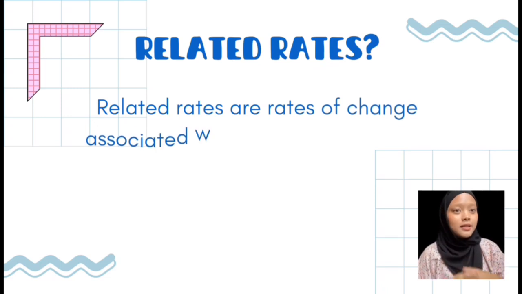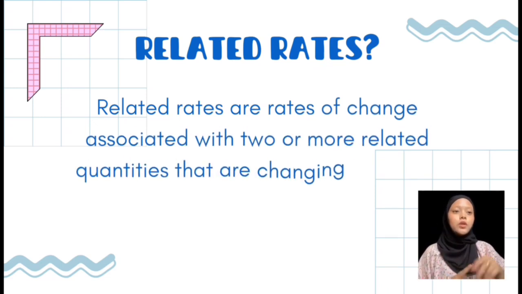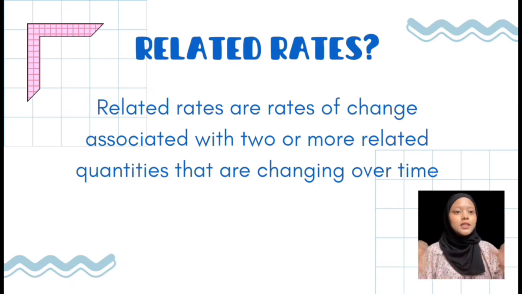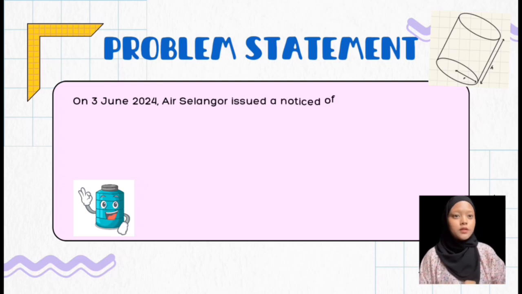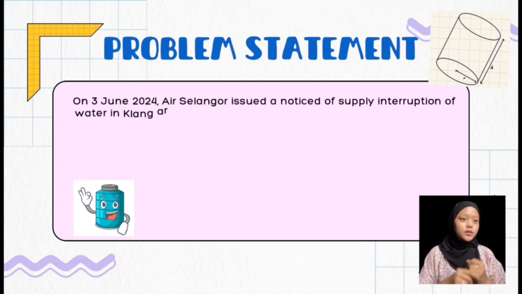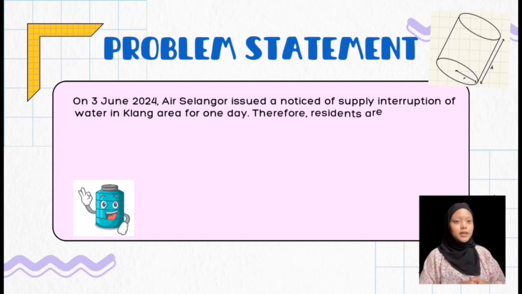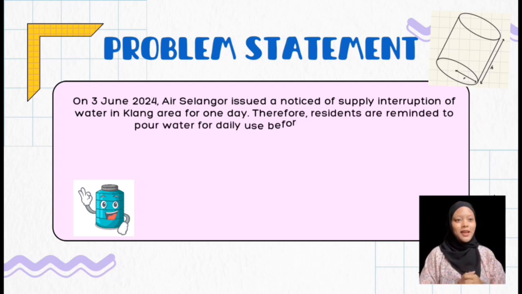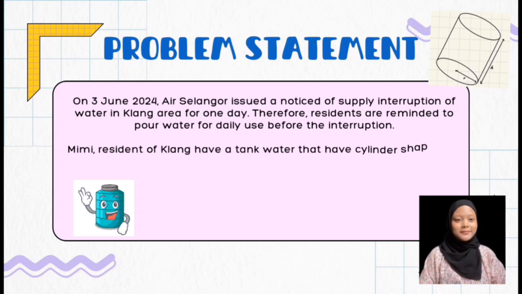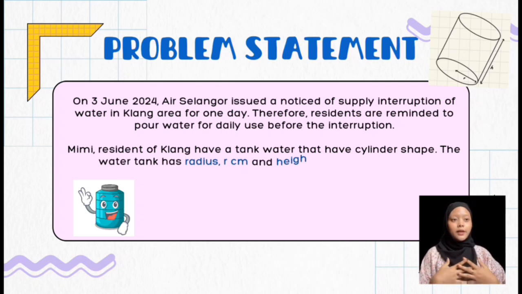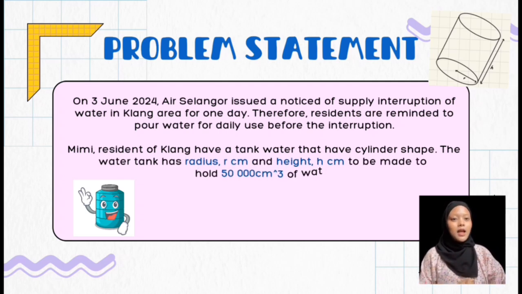Related rates. Related rates are rates of change associated with two or more related quantities that are changing over time. Our problem statement: on 3 June 2024, Air Selangor issued a notice of water supply interruption in the Klang area for 1 day. Therefore, residents are reminded to store water for daily use before the interruption. Meaning, residents of Klang have a water tank that has a cylinder shape. The water tank has radius r cm and height h cm, to be made to hold 50,000 cm³ of water.